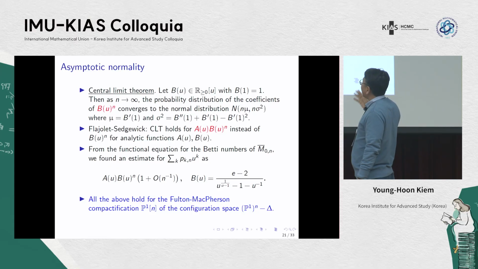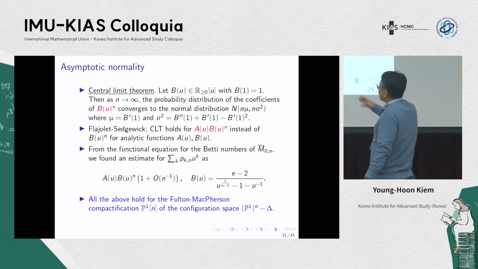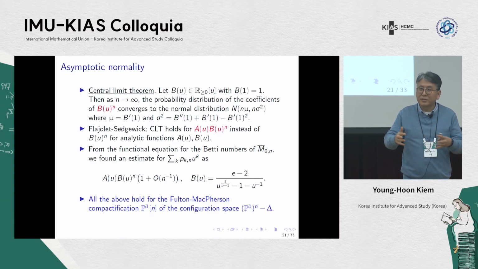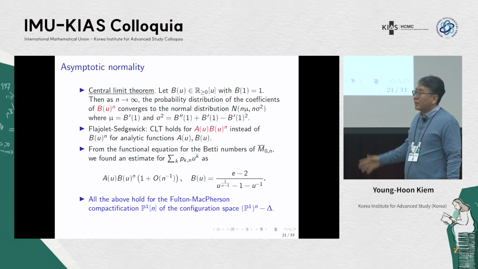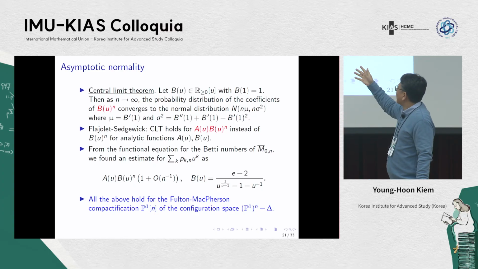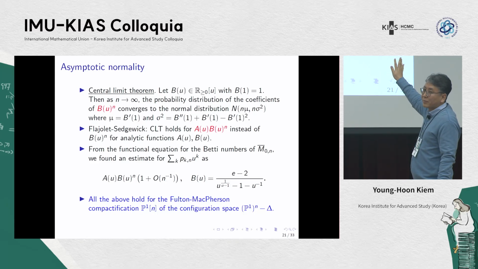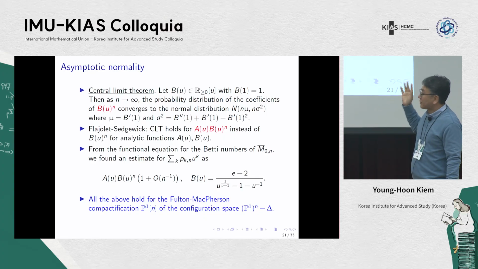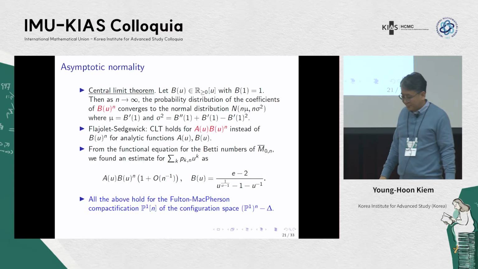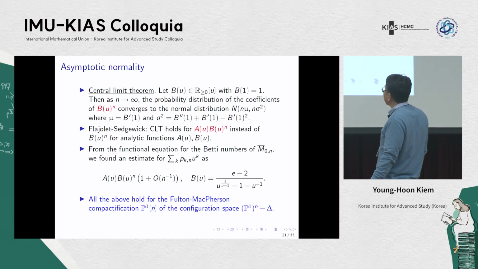Okay, and then after reading several books, we found this book by Flajolet and Sedgewick, where they prove a generalization of the central limit theorem. They prove that the central limit theorem holds even if b(u) to the nth power is replaced by a(u) times b(u) to the nth power. There's a factor of a, but that doesn't matter. And also, a and b can be analytic functions. So this seems like a natural generalization of the central limit theorem.